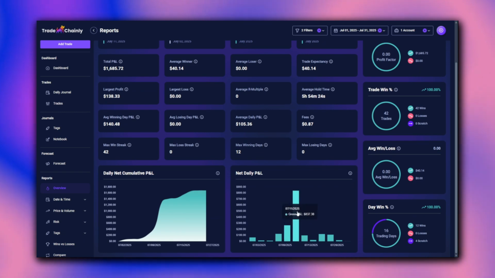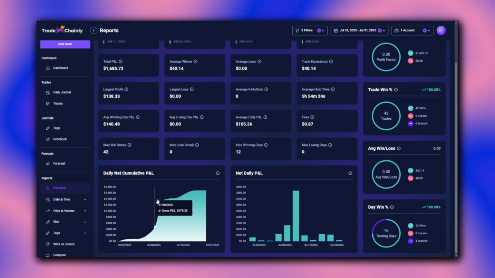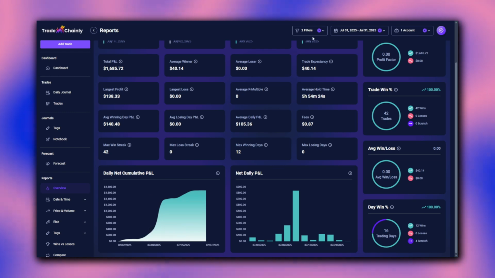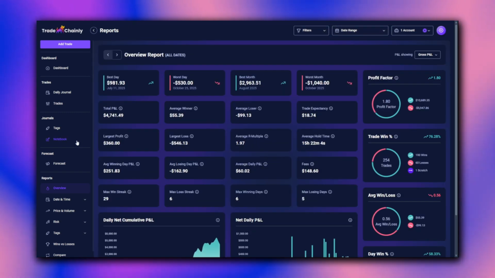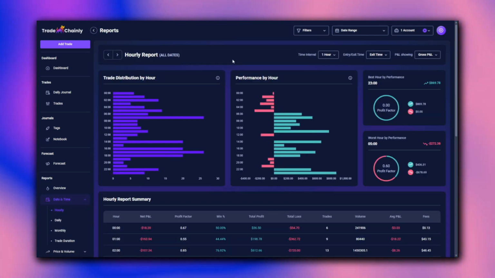This is why I always start here. The overview tells me where the edge is real, where I'm bleeding, and what I need to investigate deeper in the next reports. Once I have the big picture, I want to know when I'm performing best. That brings me to the hourly report.